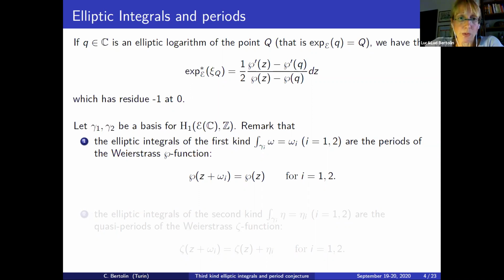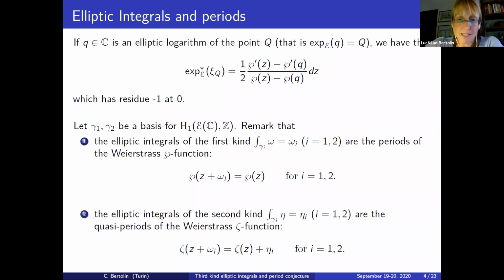Now the elliptic integrals of the second kind, that means the integrals of eta along γ_i, are the quasi-periods of the Weierstrass zeta function. This means that zeta(z plus ω_i) is equal to zeta(z) plus η_i. And these are well-known results.